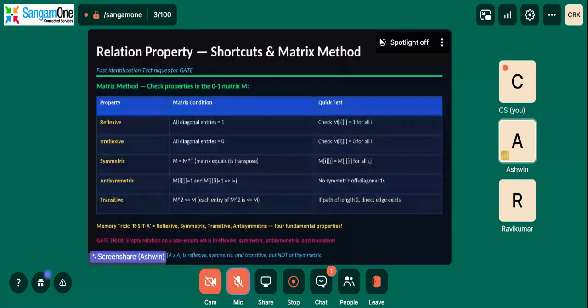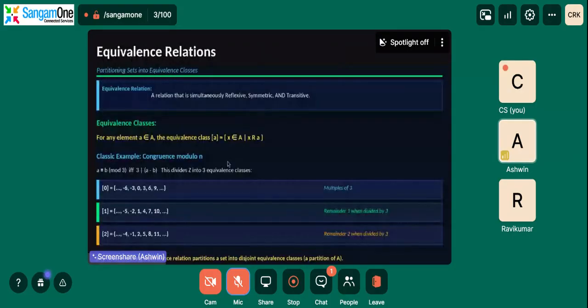Moving on to equivalence relation. When a relation satisfies all the conditions I mentioned earlier, reflexive, symmetric, and transitive, then it's called an equivalence relation. Then there are equivalence classes, for the equivalence relation.